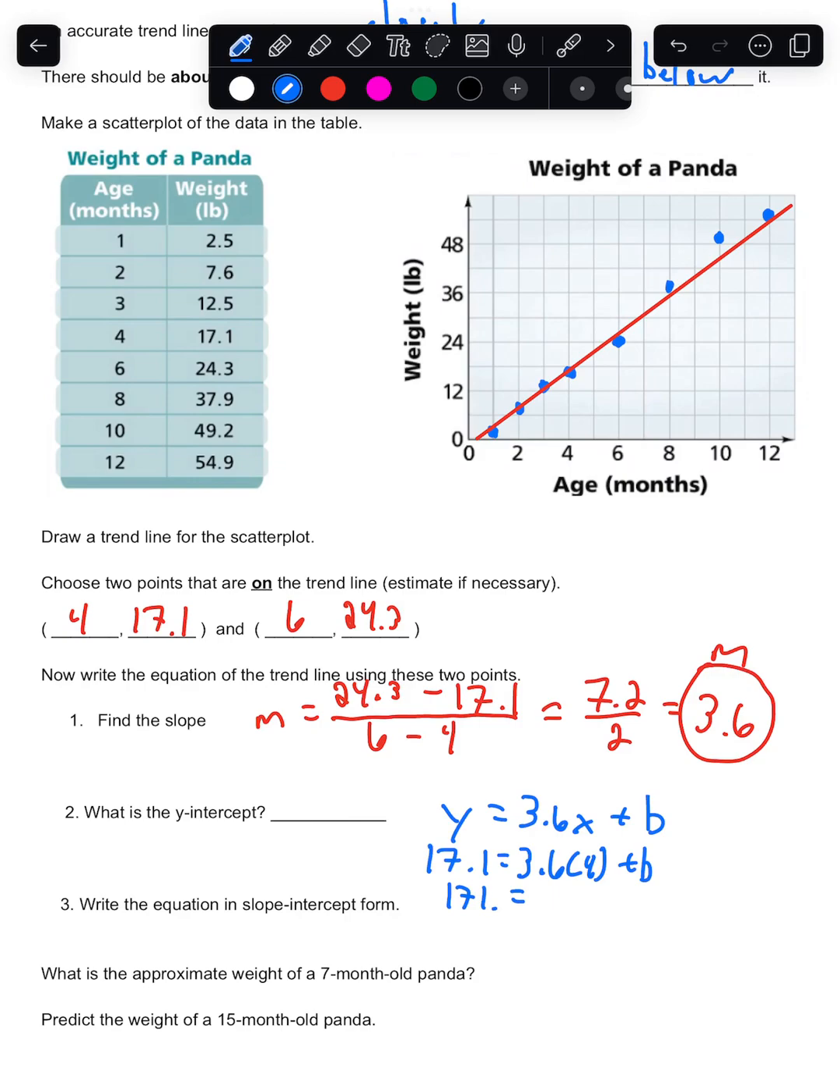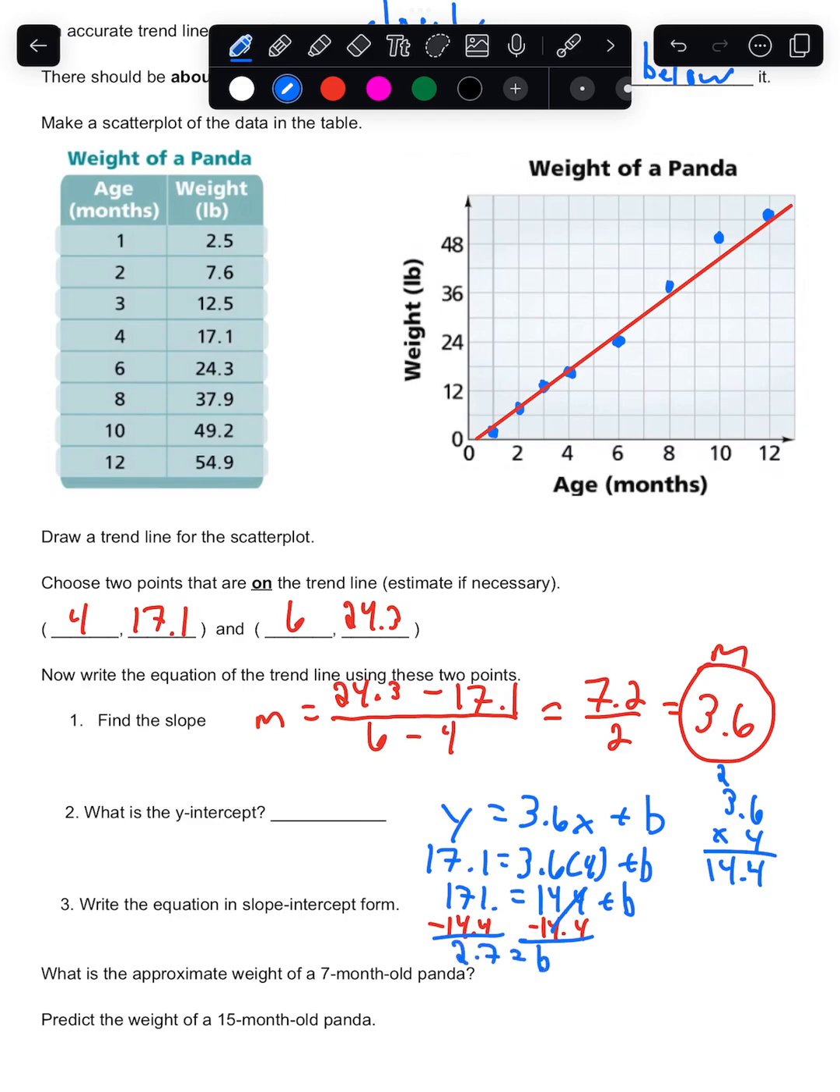Let's see, what is 3.6 times 4? We'll do it by hand. 6 times 4 is 24, 3 times 4 is 12, plus 2 is 14, with 1 decimal place, so it will be 14.4. Hope I did that right, that'd be kind of embarrassing. Then if I subtract the 14.4 from both sides, this will cancel out. So 17.1 minus 14.4, I believe that is 2.7.